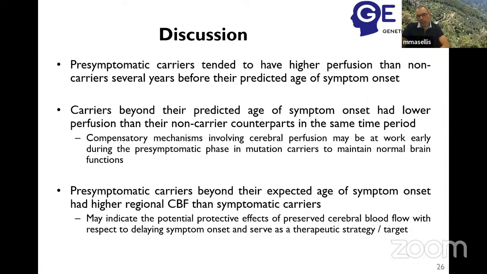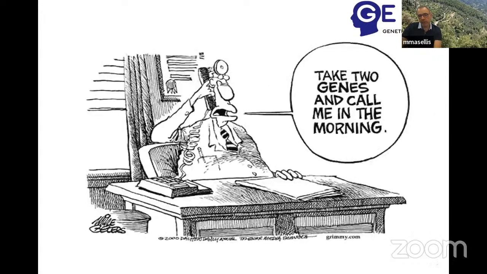We also want to point out that pre-symptomatic carriers who went beyond their expected age of symptom onset had higher regional cerebral blood flow than symptomatic carriers. And this may indicate that preserving cerebral blood flow might delay symptom onset and serve as a therapeutic strategy or target. So I just want to end by saying, studying these genetic subgroups of individuals I think is really important because we can learn about the natural history of genetic FTD.